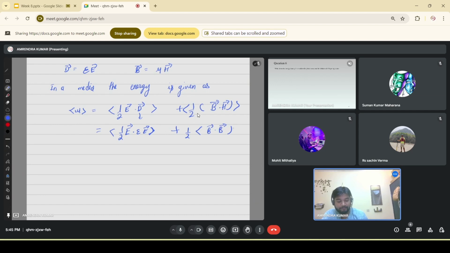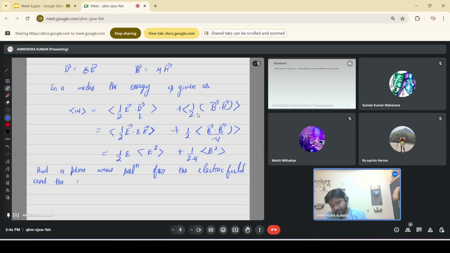But with division with mu. Now you have this 1 by 2. Epsilon is a constant, so you can take it out. Epsilon E, 1 by 2 mu B square. This is the average of this. But we are given a plane wave solution for the electric field and the magnetic field.